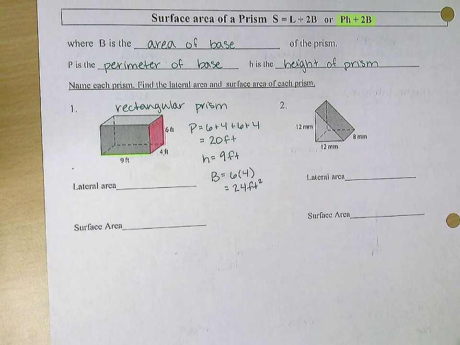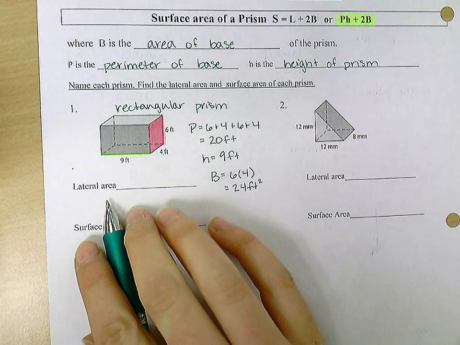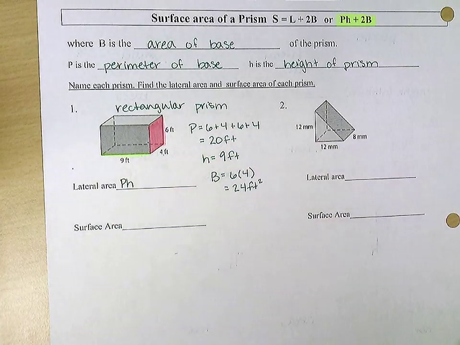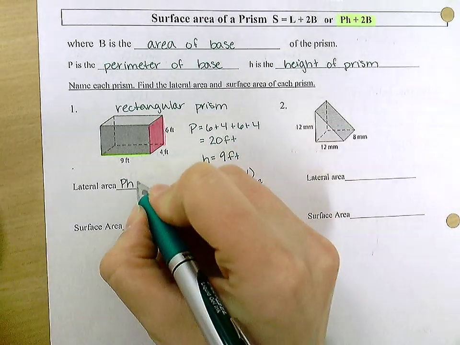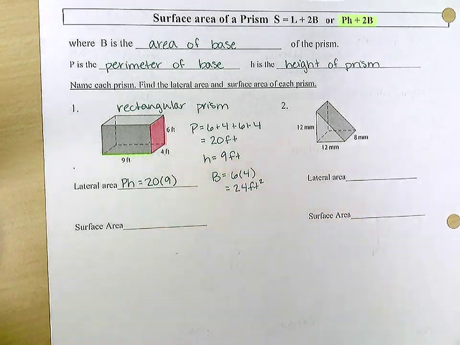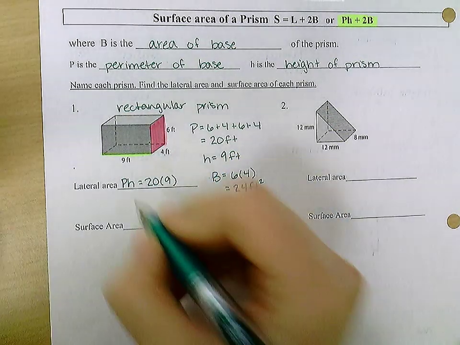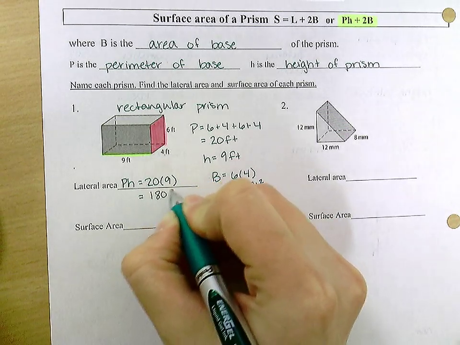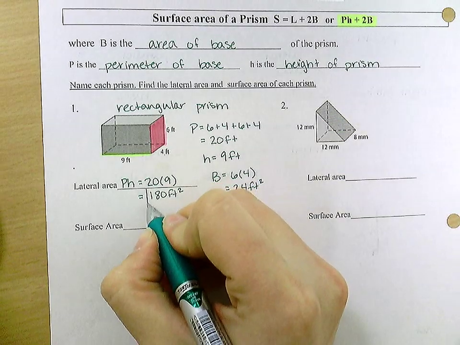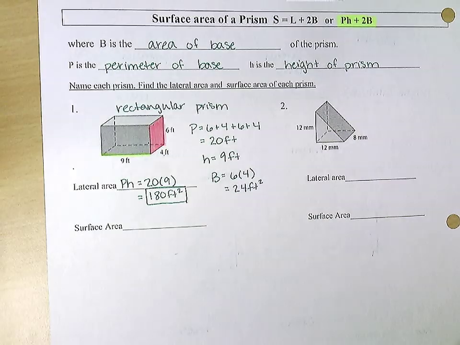Now that I've found P, H, and B, I can solve for the lateral area and the surface area. Again, lateral area is P times H. So I'll take the P value that I found, 20, times our H value, 9. It's 180 feet squared. So that is your lateral area.